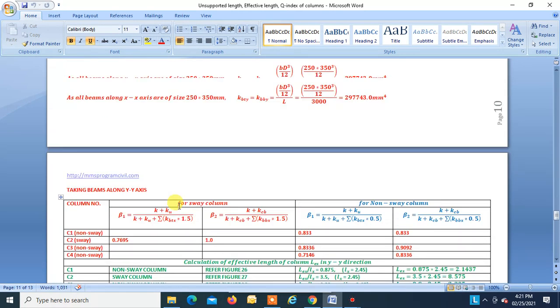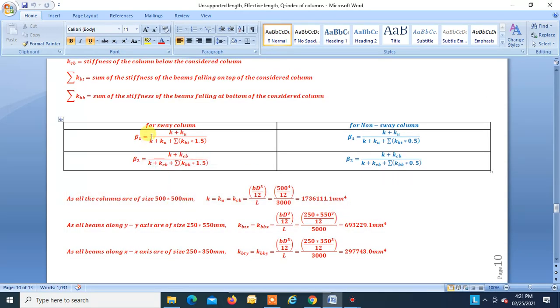So these are the formulas of beta 1 and beta 2 for a column with sway, and this is the formula for beta 1 and beta 2 for a column with no sway. The formula is the same, the only thing is the multiplying factor is changing. The multiplying factor, which is multiplied with the stiffness of the beam, is 1.5 over here and 0.5 over here. Otherwise everything is the same.